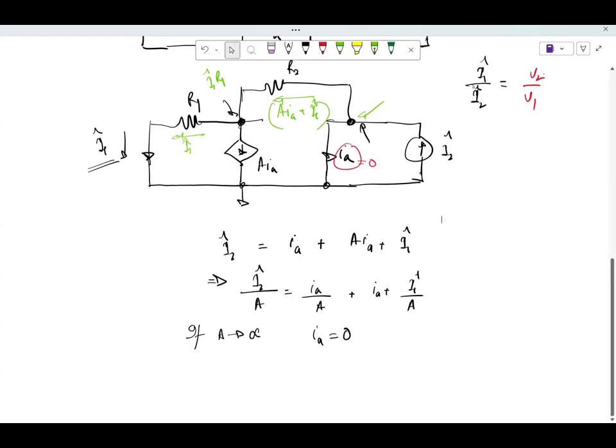Now if I again go back and find out the voltage at this point, what would be the voltage at this point? That will be the voltage at this point minus the drop across R2, right? So voltage at that point is I1 hat R1. And since the current direction is flowing into that node, this point, which is 0, is equal to I1 R1 plus AIA.